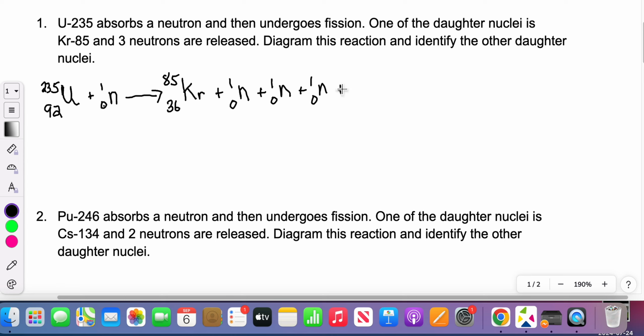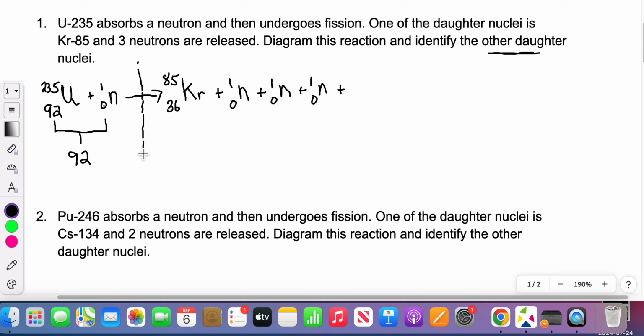Okay, and then some other element, some other daughter nuclei that we don't know, and that's the task, is to figure out what's the other daughter nuclei. So the way that this works is you can do it by following the law of conservation of mass. If you have 92 on the bottom, that's like 92 protons. 92 plus 0 is 92. Now that's on the left side of the arrow.